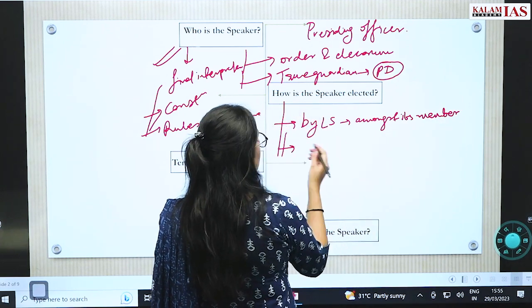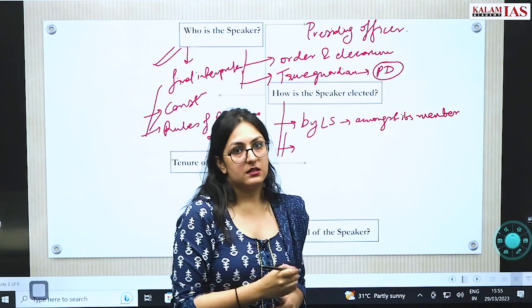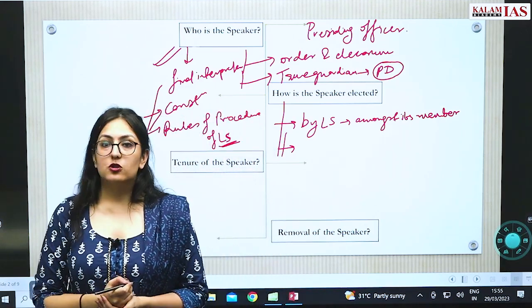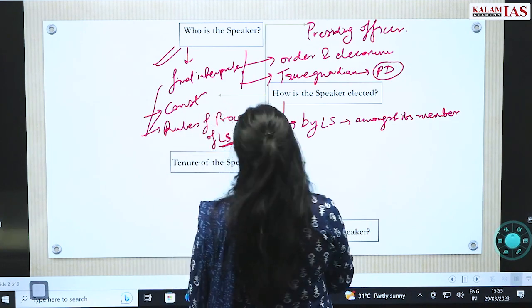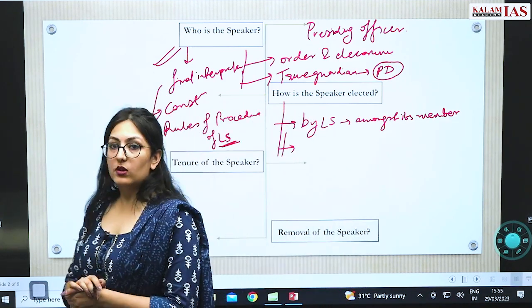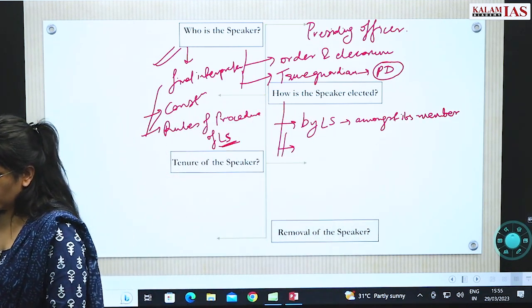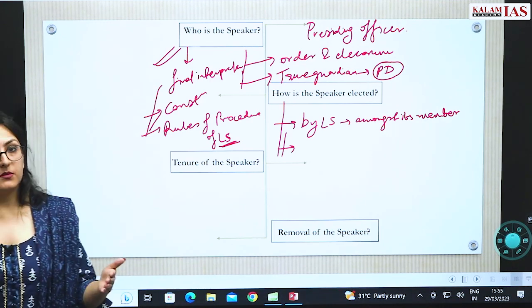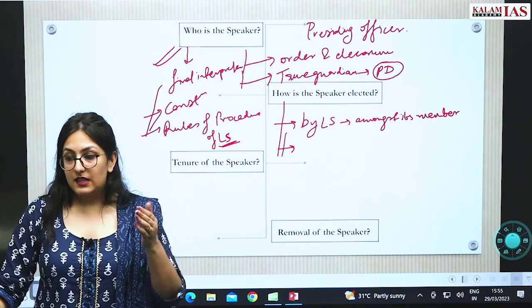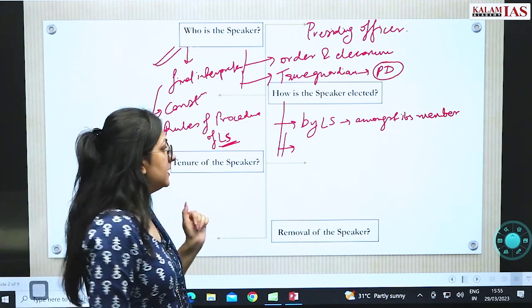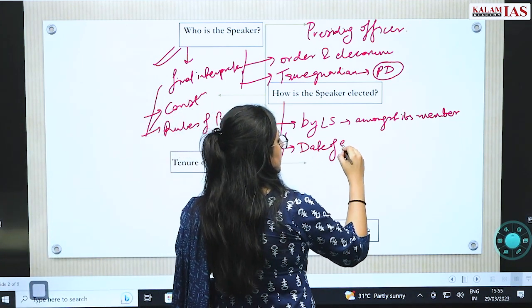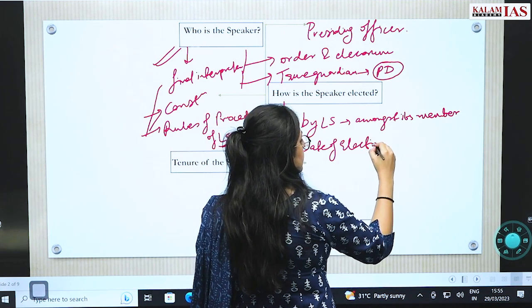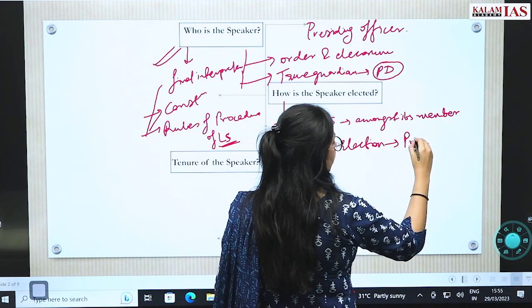And this is also the only requirement mentioned under the Constitution, that the Speaker should be the member of the Lok Sabha. Now, whenever the office of the Speaker falls vacant, then the Lok Sabha elects another member to fill the vacancy, and that date of election is fixed by the President.